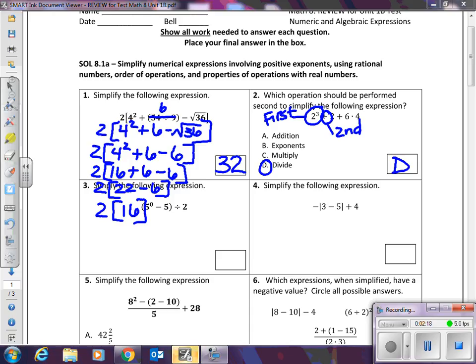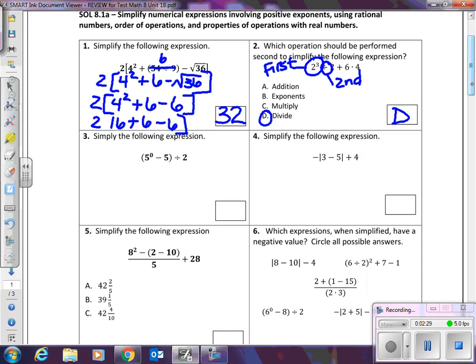Okay. For number three, again, it's back to evaluating an order of operations problem. So you're going to show all of your work and come up with an answer to write in the box. Right. In the parentheses, we have an exponent. Anything to the 0 power, remember, is 1. If you're not sure about that, type it in the calculator. Okay, and it'll tell you and confirm that it is 1. So this 5 to the 0 turns into 1.